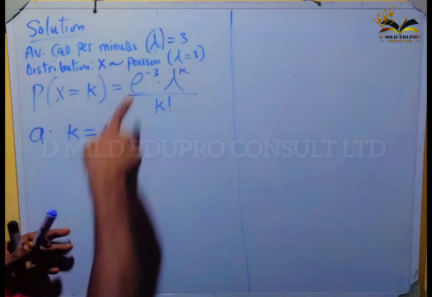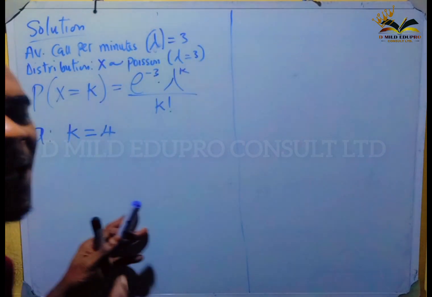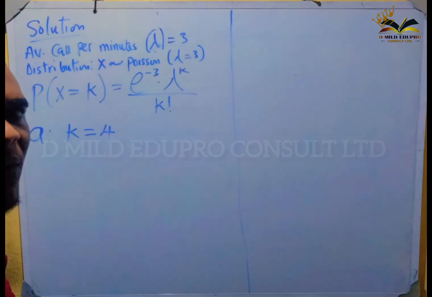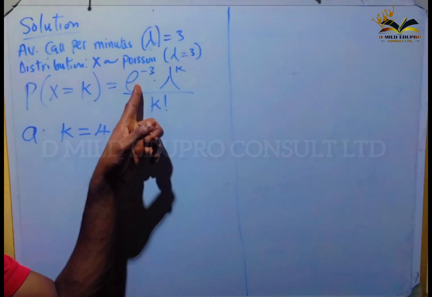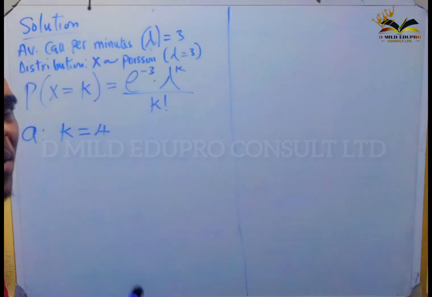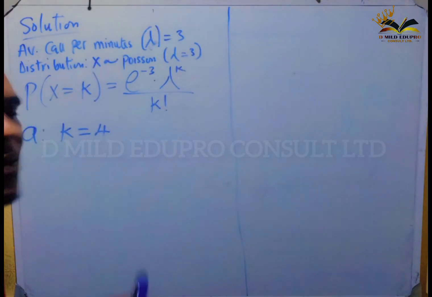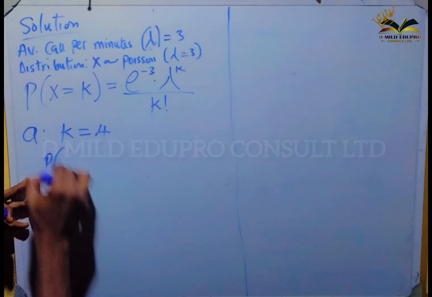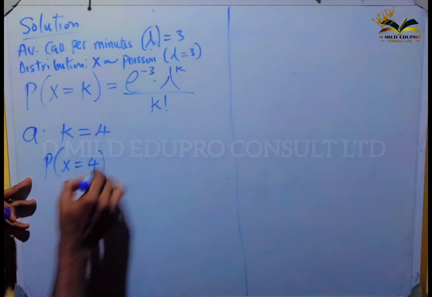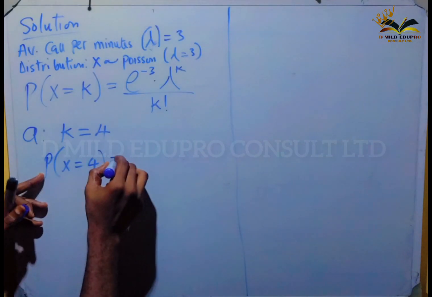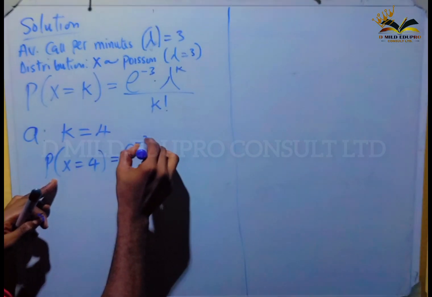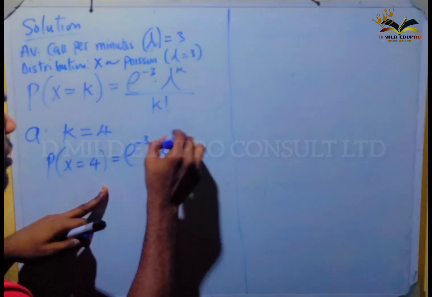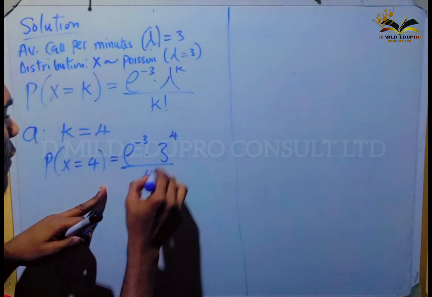Also note that this symbol e in mathematics is a constant number, just the way pi is 3.142. This is also a constant number, 2 point something. So we'll bring it out here and solve it directly. Now let's substitute into the formula. Probability of X equals 4, because k is 4, equals e raised to the power minus 3, then lambda is 3, so 3 raised to the power 4, all over 4 factorial.